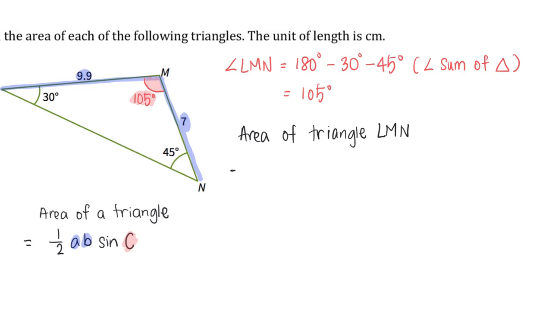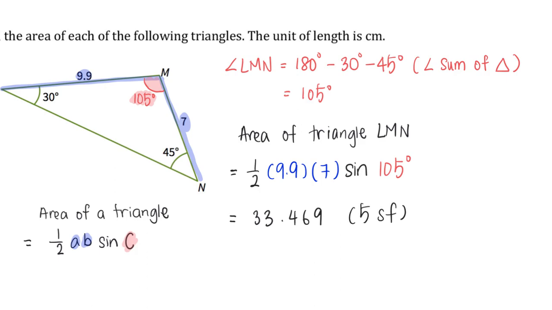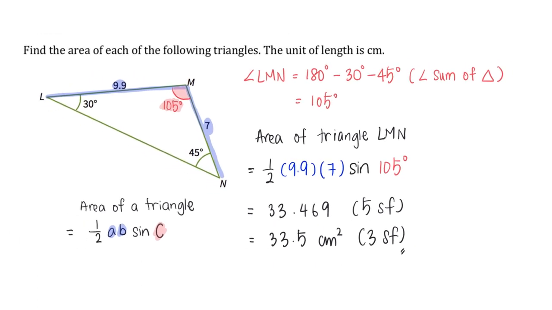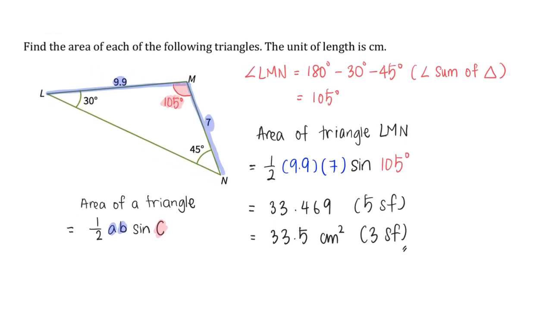LMN is therefore equals to half times 9.9 times 7 times the sine of the angle, the included angle made by these two lengths, 105 degrees in this case, and this will give me a value of 33.469 to about 5 significant figures. Final answer, 3 significant figures. With that, we have come to the end of this question, and let's move on to the next question.